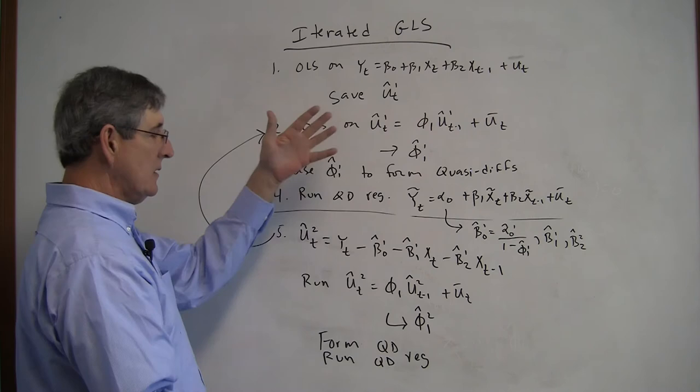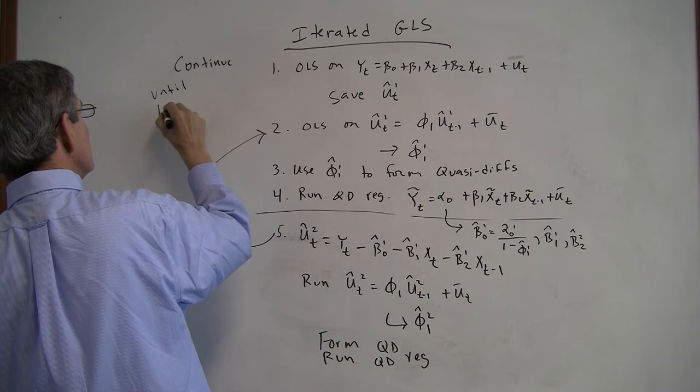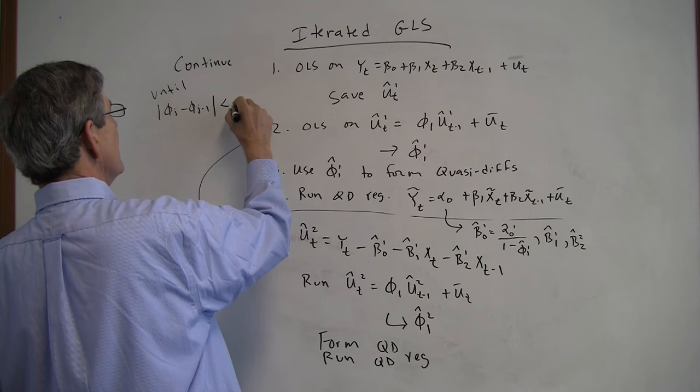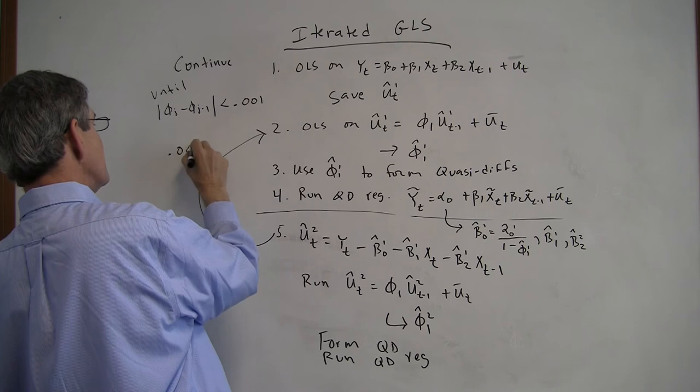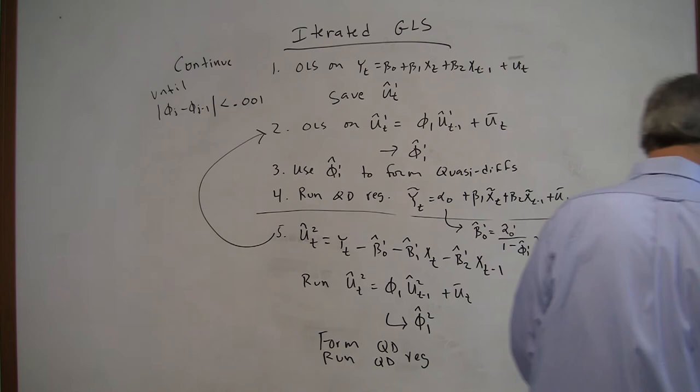You keep going, and you would continue until the absolute value of, say, phi j minus phi j minus 1, where j is just whatever step you're on, is less than, in your homework I did 0.001. Often they use 0.0001, but you can choose that. And so you would continue until basically the estimate of phi converges. So you see how to do this? It's just an iterative procedure.